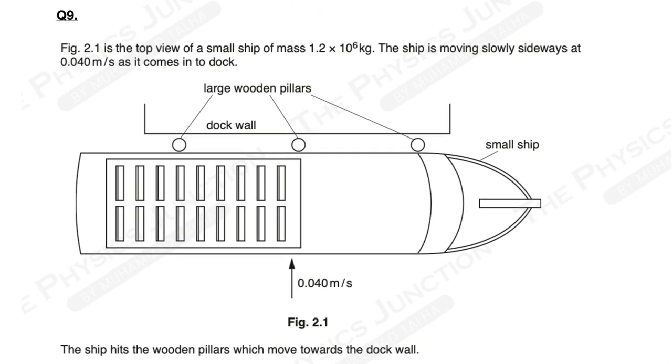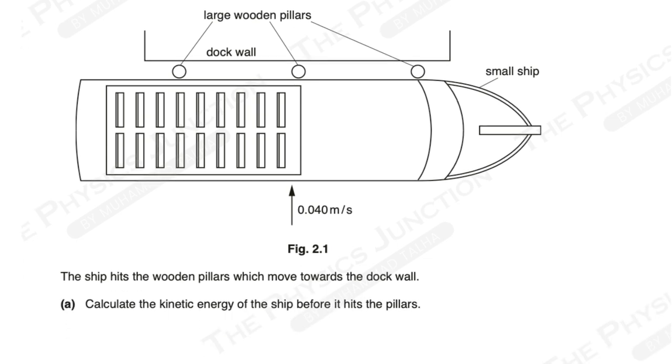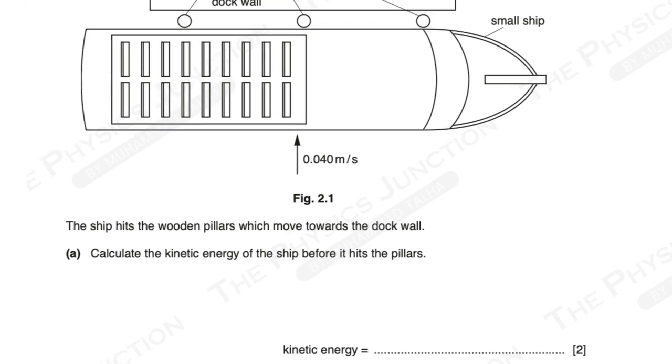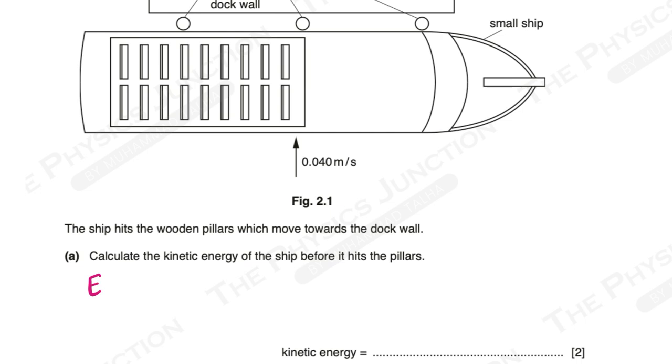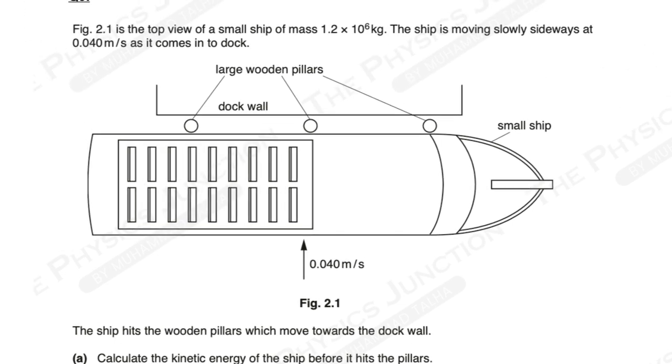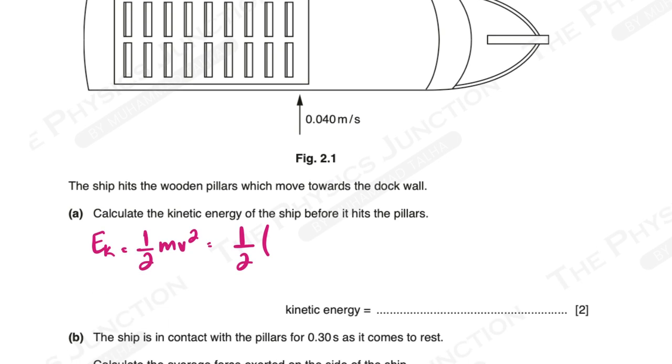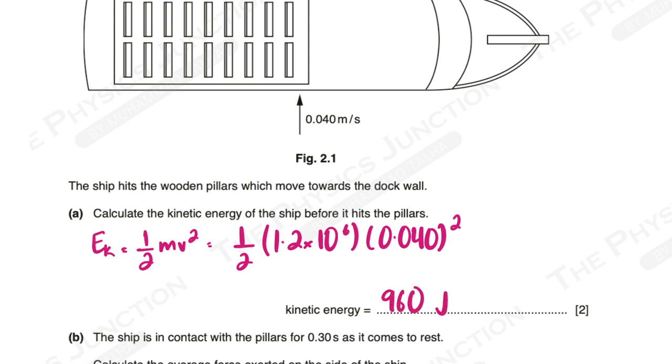Question number 9. 2.1 is a top view of a small ship of mass this much. Ship is moving slowly sideways at 0.040 meters per second as it comes into dock. This is shown. Ship hits the wooden pillars which move towards the dock wall. Calculate kinetic energy of ship before it hits the pillars. So half mv square. Mass is 1.2 into 10 to the 6, and the speed was 0.040. This would be squared, and you just find this out. So this turns out to be 960 joules.